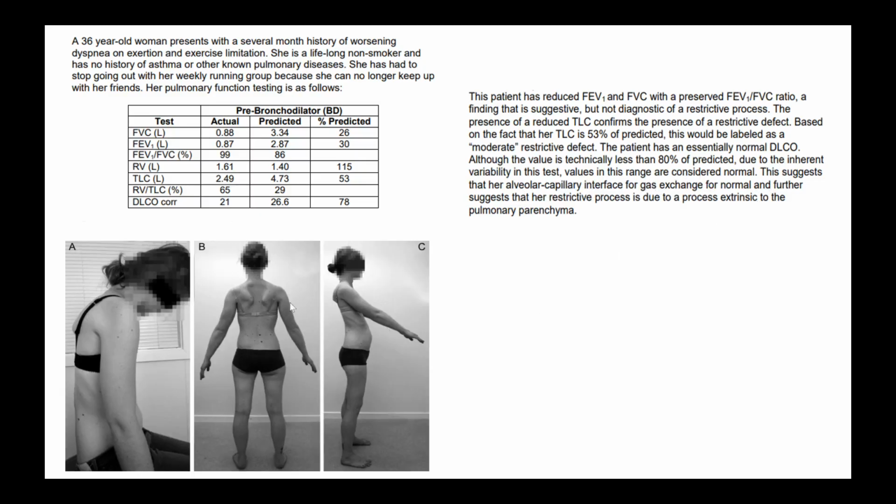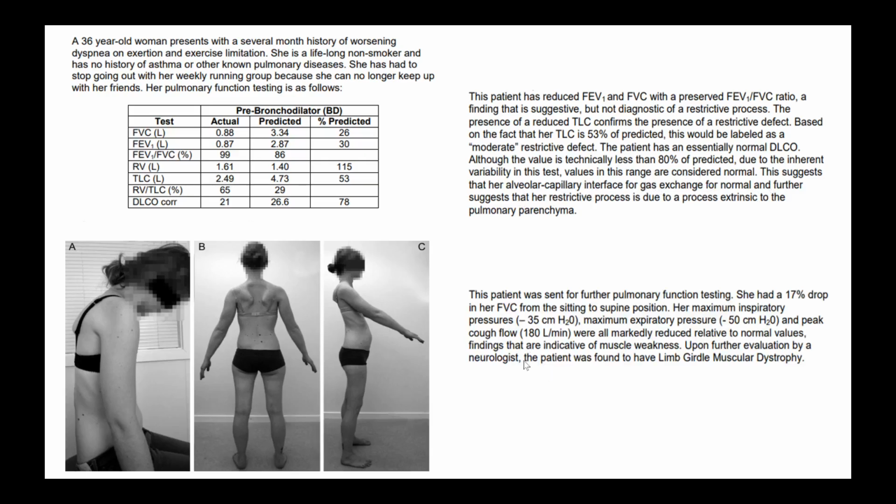So this may be the reason: she has some physical deformity in the form of a spine abnormality. So the diagnosis is moderate restrictive disease with normal diffusion.